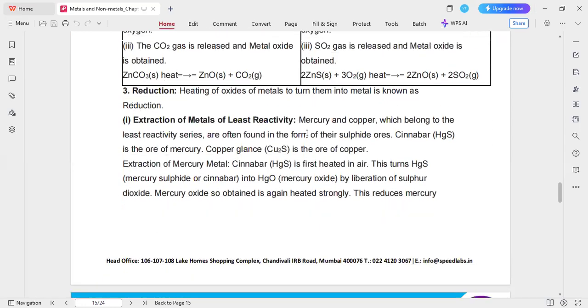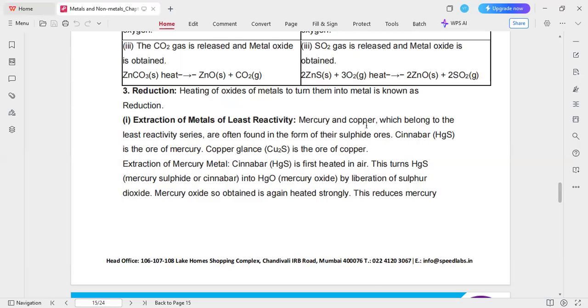After that, for the metal oxide we have to do the reduction, which is the reduction of metal oxide into metal. The third step is what? Reduction. Heating of the oxide of metal to turn it into metal is known as reduction. We do this with the help of a reducing agent. Auto reduction is also there, children. Let's talk about the extraction of metals of least reactivity.